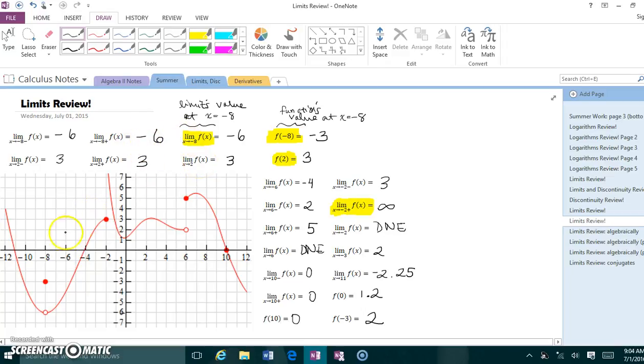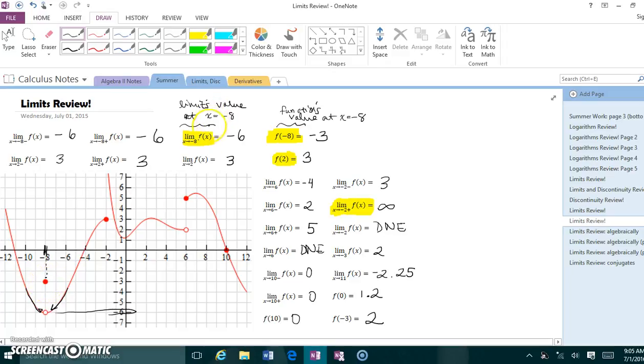First of all, you should have seen that at negative 8, my limit from the left and my limit from the right are both negative 6. So that means the overall limit at negative 8 is negative 6. However, the function's value at negative 8 is not actually negative 6. It's redefined at negative 3 instead.